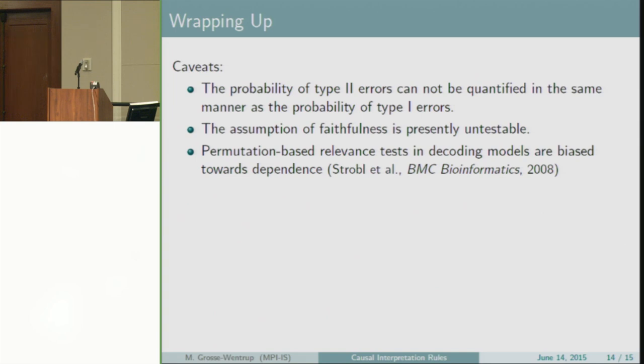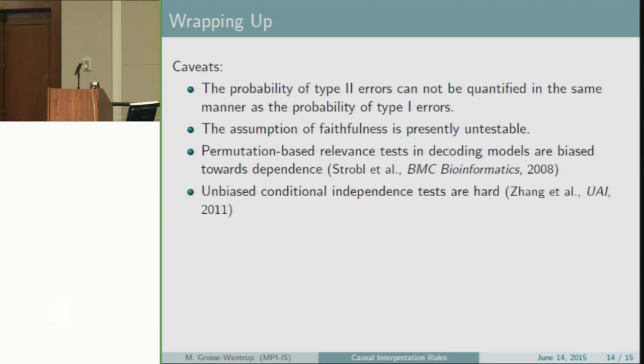So you may overestimate the significance of your features in your decoding models if you have correlated features. So the obvious solution to that is unbiased conditional independence tests, develop direct conditional independence tests. And there's a huge community working on that. It's very, very hard, but there's some progress, and I'm confident that over the next 10 or 15 years, we will have more powerful tests for this.